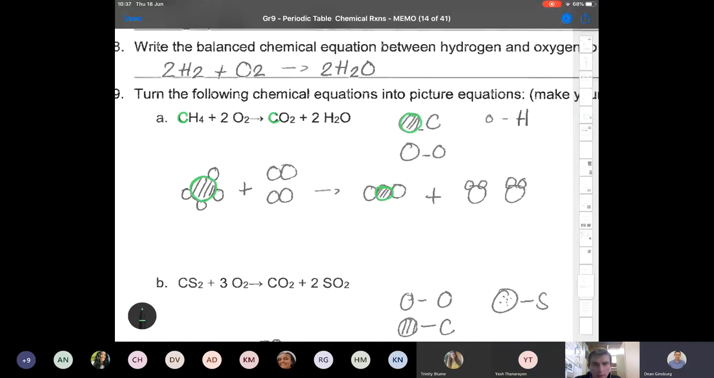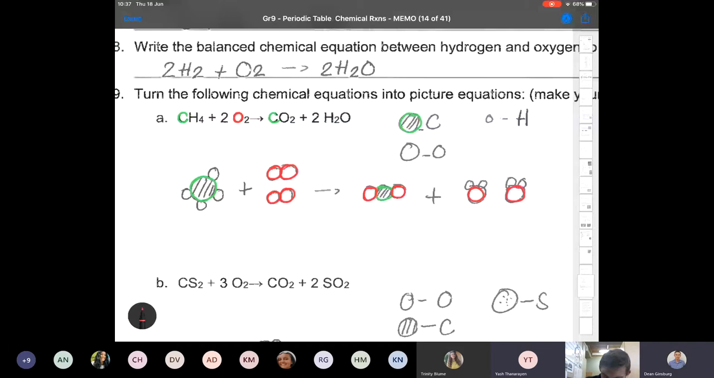Oxygens on the left, we've got two O2 molecules. So there's the one oxygen molecule, diatomic. There's two oxygens there. And on the second molecule, we've also got two atoms of oxygen. So four atoms of oxygen on the left. How many atoms of oxygen right? Two, four. There they are. Okay.